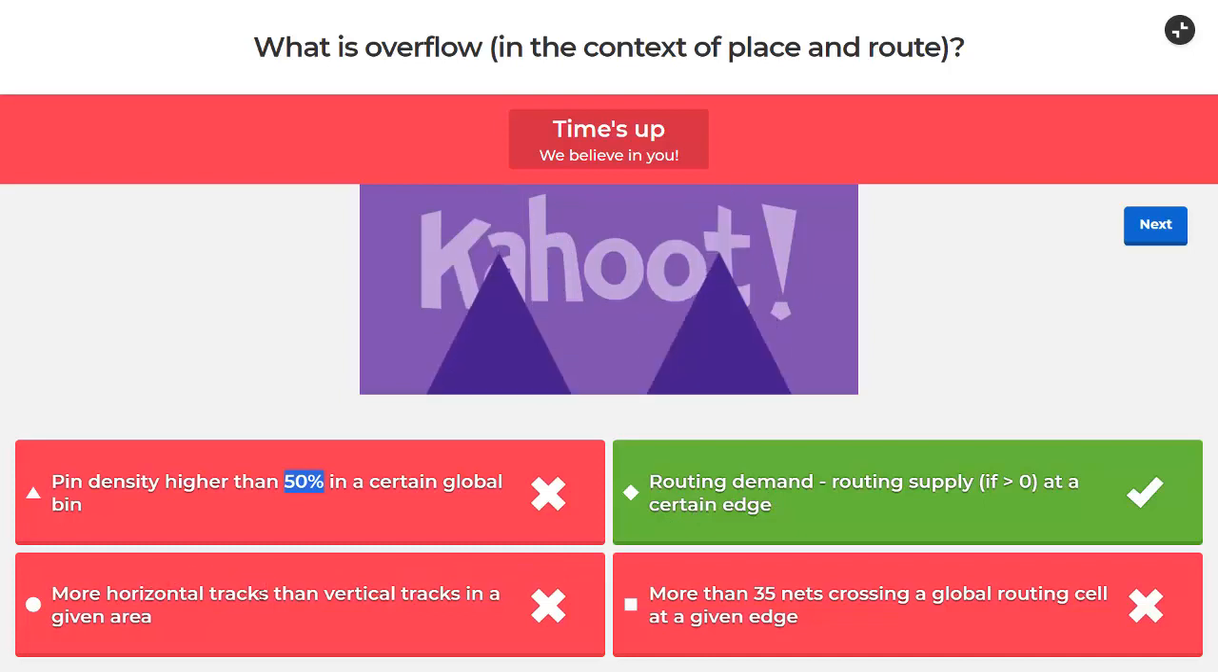More horizontal tracks than vertical tracks in a given area. That is not something that causes overflow. It may be something that's not great, but maybe we could live with it. More than 35 nets crossing a global routing cell at a given edge. Well, if we have 35 tracks, then yes, this would be overflow. But who said we have 35 tracks? So that's not the right answer either.